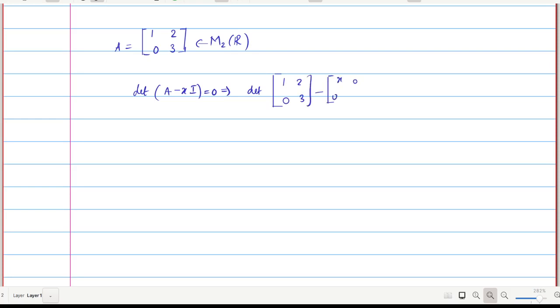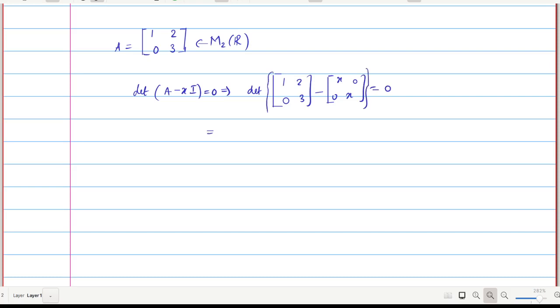Now we discuss another example. Say A is equal to the matrix 1 2 0 3. This belongs to M2(R) again, and once you write the characteristic polynomial of this, you get determinant of A minus xI equal to 0. That would imply the determinant of A minus xI, where A is 1 2 0 3 and xI is x 0 0 x, equals 0.